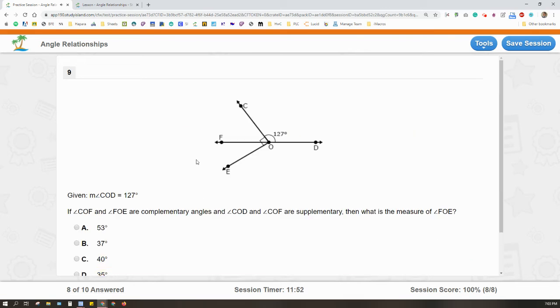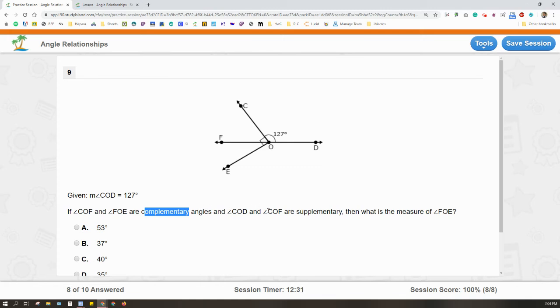Next one. In the diagram here, the measure of angle COD is 127 degrees, like it says in the diagram. If angle COF and FOE are complementary angles, that means they add up to 90. Notice they already put the right angle symbol for COE, because angle COF combined with angle FOE makes angle COE. They put the little 90-degree symbol there because COF and FOE are complementary. That means they make a right angle.